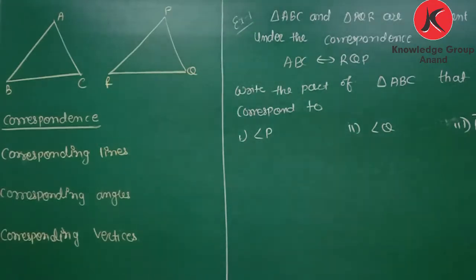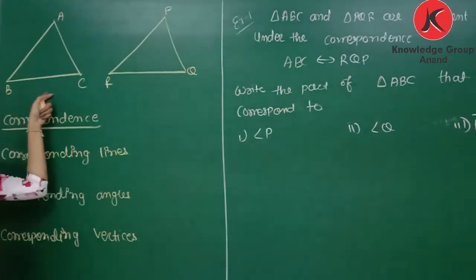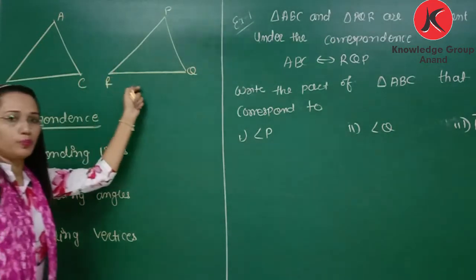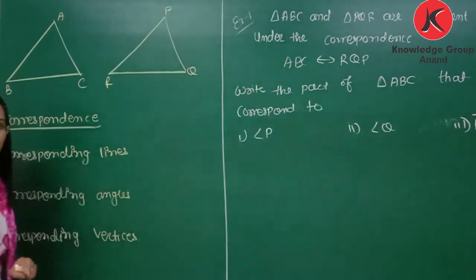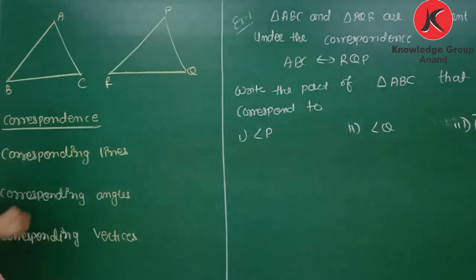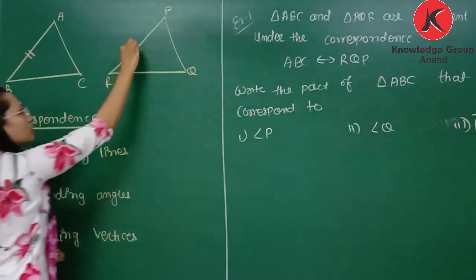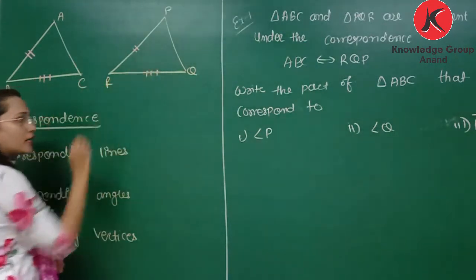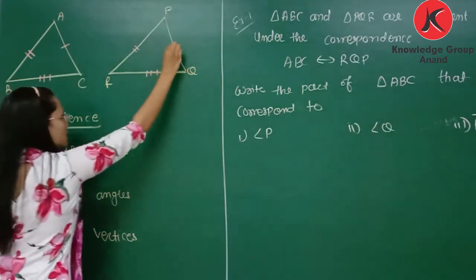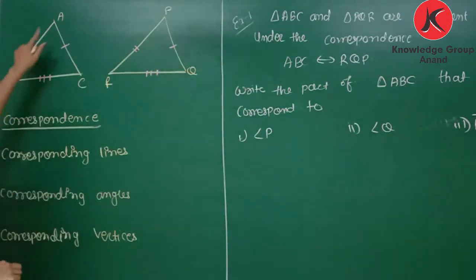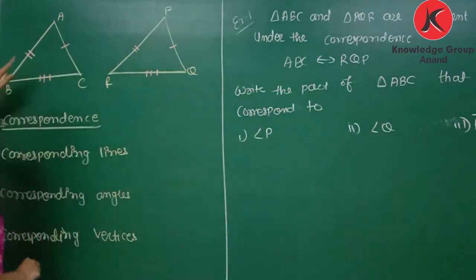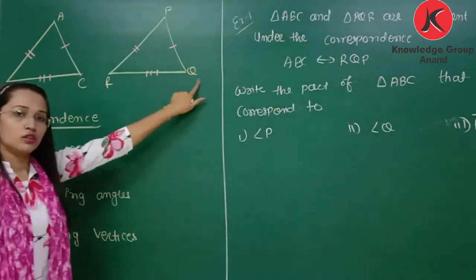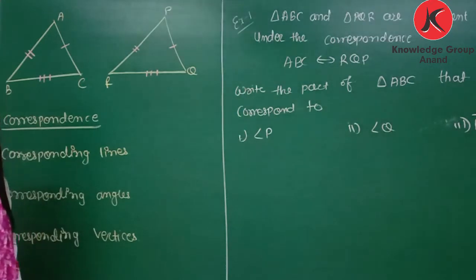Now let's take some more figures to understand the correspondence. Here I take the two triangles ABC and PRQ. You can see in the figure that AB is equal to PR, BC is equal to RQ, and AC is equal to PQ. It means A falls on P, B falls on R, and C falls on Q. So these are called the corresponding vertices, corresponding points.